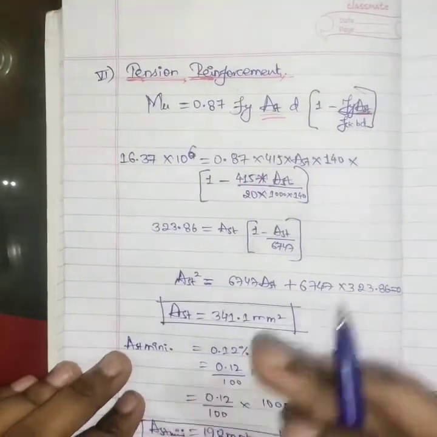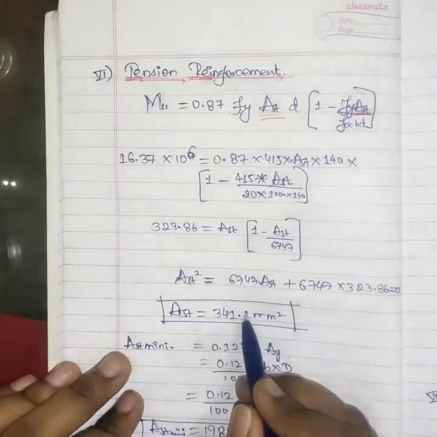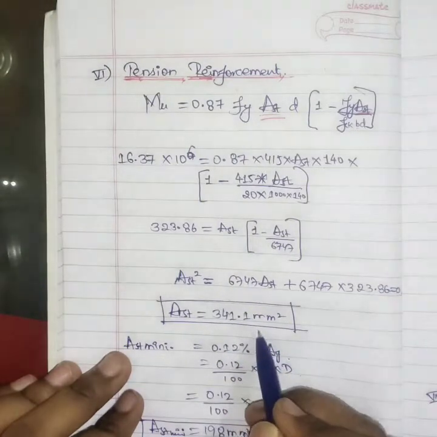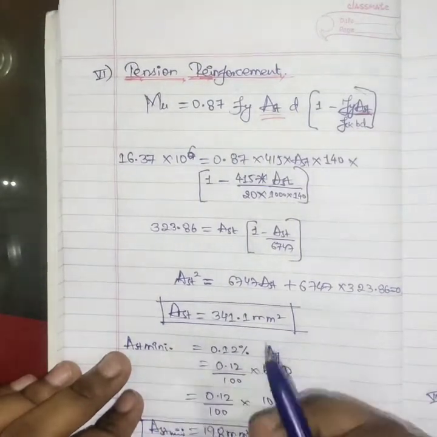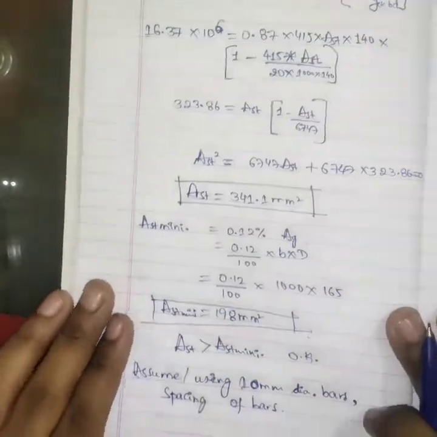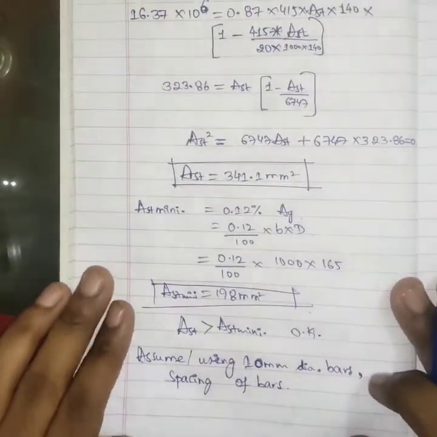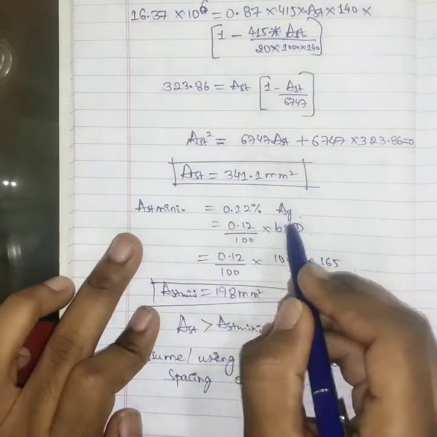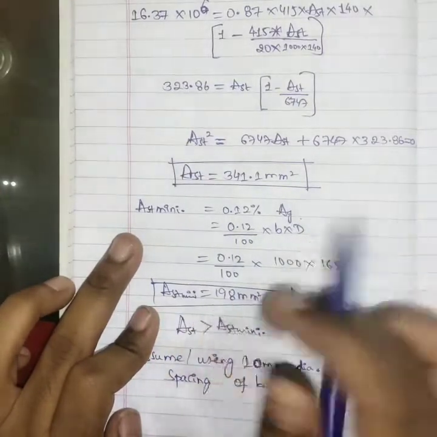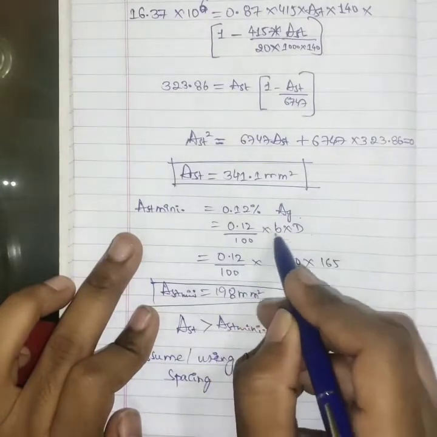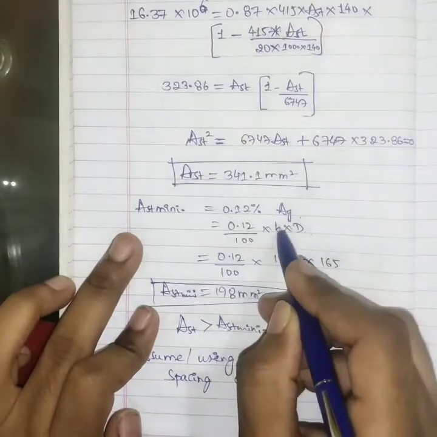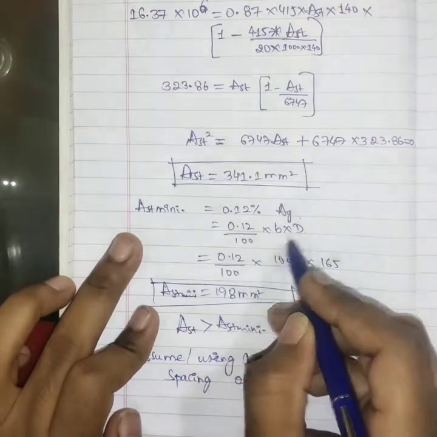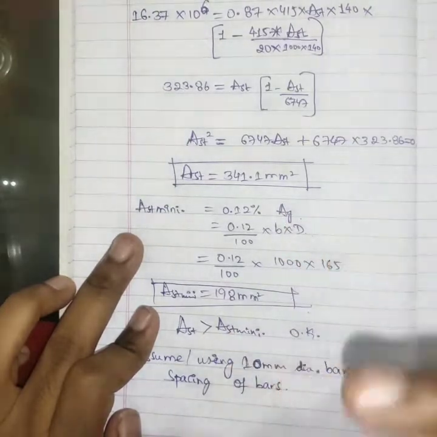as the Ast required. Whether this Ast we got is correct or not for this slab, to check this, the minimum Ast as per the code book is given by a formula. The minimum Ast required for this slab will be equal to 0.12% of the gross area of the slab, 0.12 divided by 100 into B into D. B is the breadth of the slab, 1000 we have to take. D is the overall depth of the slab, that is the thickness of the slab.